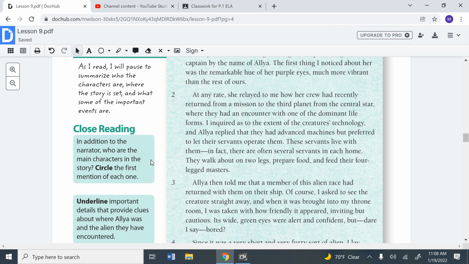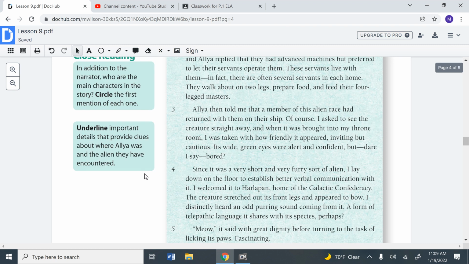These servants live with them, in fact. There are often several servants in each home. They walk about on two legs, prepare food, and feed their four-legged masters. Aaliyah then told me that a member of this alien race had returned with them on their ship. Of course, I had asked to see the creature straight away, and when it was brought to my throne room, I was taken at how friendly it appeared, inviting but cautious. Its wide green eyes were alert and confident, but dare I say, bored? Since it was a very short and very furry sort of alien, I laid down on the floor to establish better verbal communication with it.